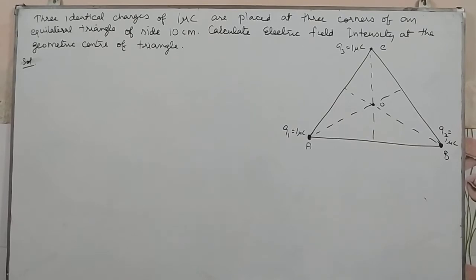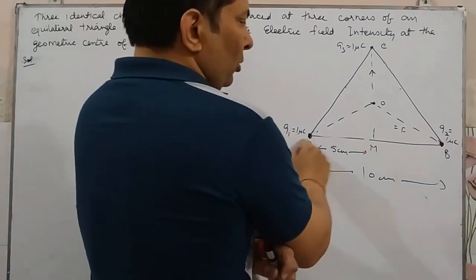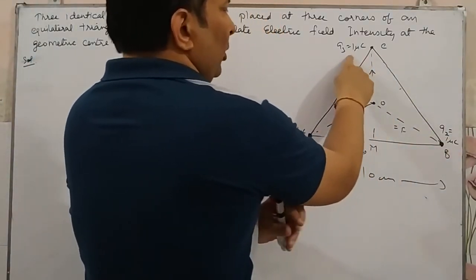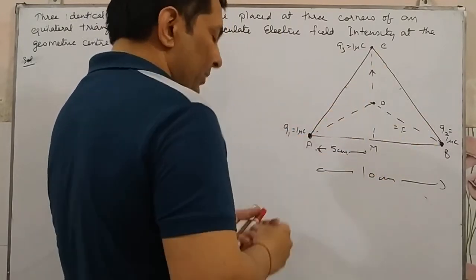Now we'll solve a sample numerical here. In this case, we have 3 identical charges of 1 microcoulomb. They are placed at the 3 corners of an equilateral triangle of side 10 centimeter, and we will calculate the electric field intensity at the geometrical center of the triangle. 3 charges: Q1 equals 1 microcoulomb, Q2 equals 1 microcoulomb, Q3 equals 1 microcoulomb. This is the equilateral triangle of side 10 centimeter.